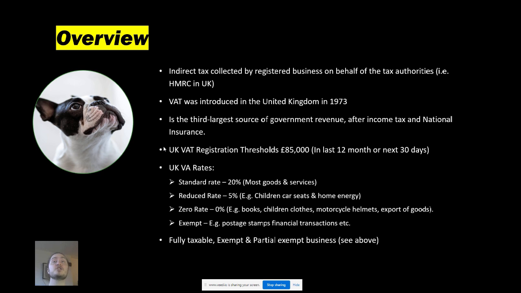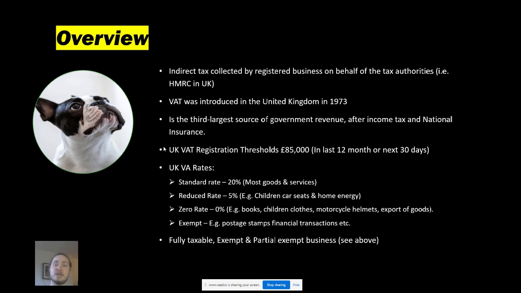The VAT registration threshold in the UK is £85,000, meaning that if your turnover in the last 12 months or in the next 30 days is not over this registration threshold, you are not obliged to register for VAT. In that case, any VAT that you incur in your purchases will simply be a cost to your business, but you save yourself some compliance.